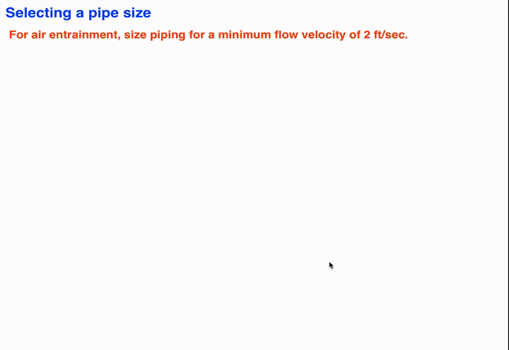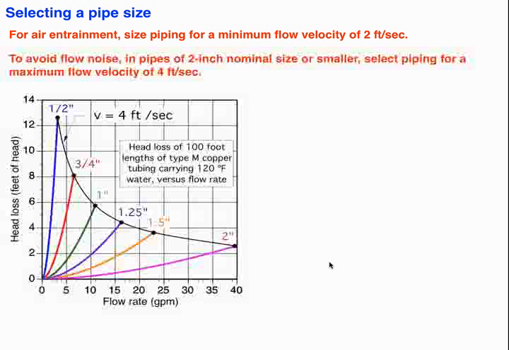Generally accepted practice is to size your piping for a minimum flow velocity of 2 feet per second. And that is based on a vertical pipe with downward flow, and it's considered the minimum velocity at which we can effectively entrain air bubbles and bring them along with the flow.